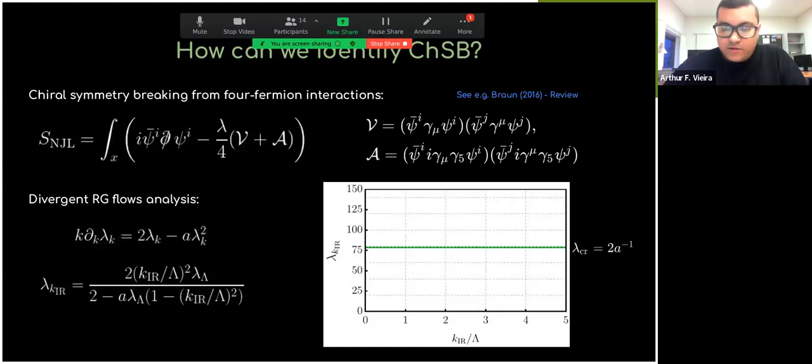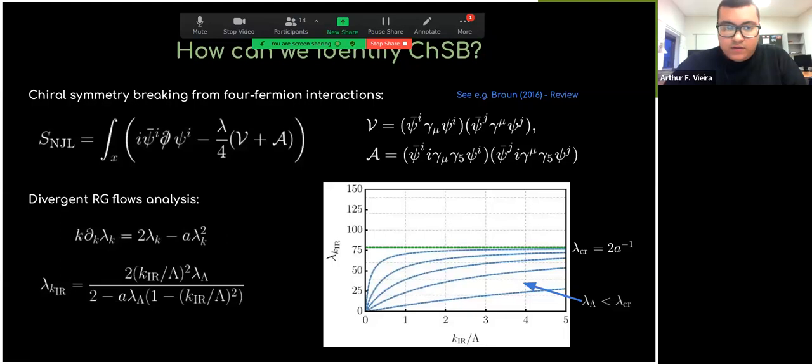quartic coupling as a function of the cutoff scale, and it has a fixed point which coincides with the critical coupling in this case, which is constant from the UV to the IR. But the interesting part is if you start your flow from the UV in a regime where the quartic coupling is smaller than the critical value, then you see that all the trajectories lead to a finite value in the infrared. So the quartic coupling doesn't diverge. It decreases along the RG flow to the IR.